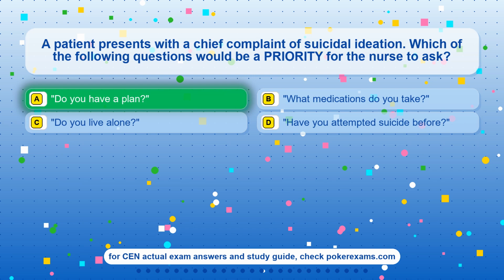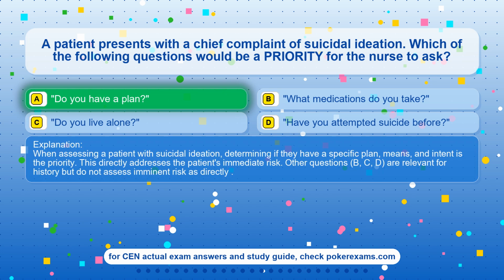The correct answer is option A. Do you have a plan? When assessing a patient with suicidal ideation, determining if they have a specific plan, means, and intent is the priority. This directly addresses the patient's immediate risk. Other questions, B, C, D, are relevant for history but do not assess imminent risk as directly.